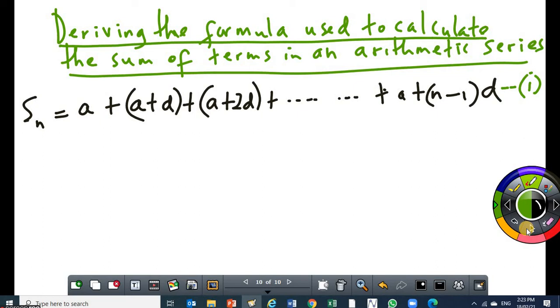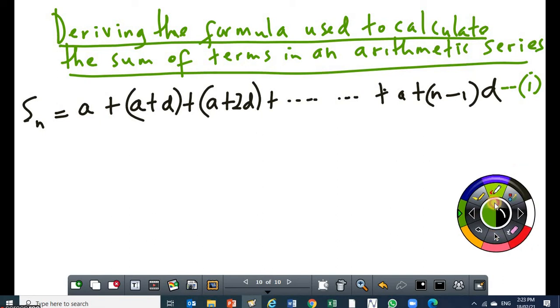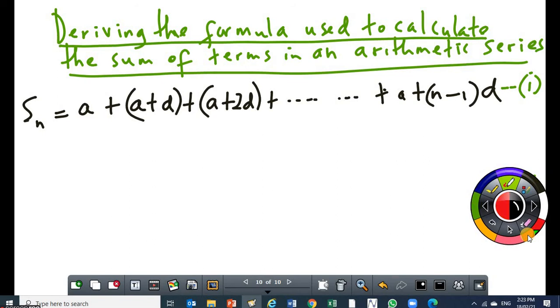Now, I can rewrite equation 1 starting from the last one towards the first one. It's like if I say 5 plus 2 is 7, I can also say 2 plus 5 is also 7. So I can start from the end. If I do that, let me use a different color, I end up with Sn is equal to a plus (n minus 1) times d.